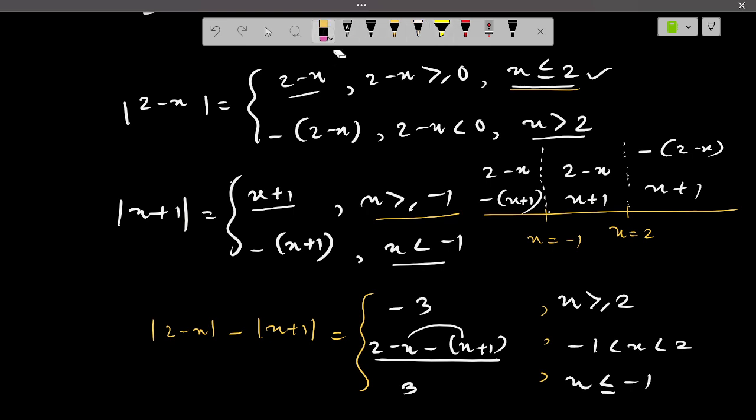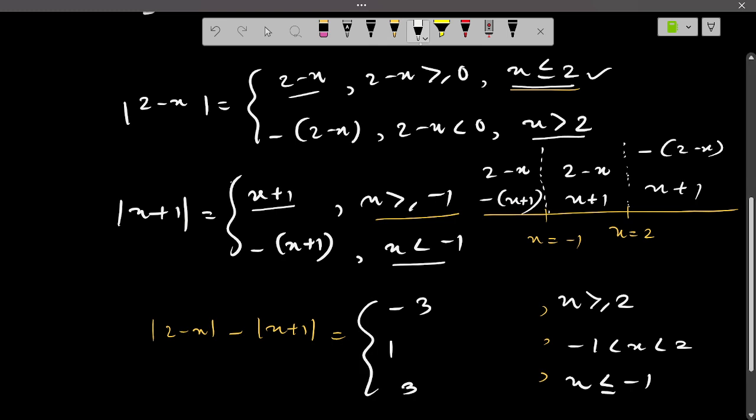So let me erase this one. So it is 1 minus 2x. I hope you have understood what has happened. Greater than 2, height is -3, lesser than -1, height is 3, and in between we have a straight line which is having negative slope, that is 1 minus 2x.